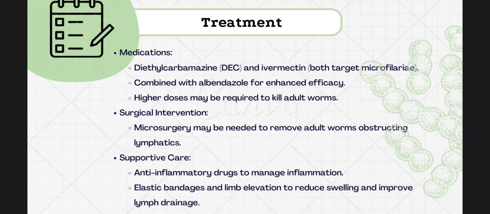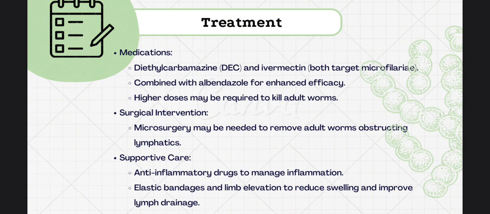Next, we're going to proceed to the treatments. First, the medication: diethylcarbamazine, or DEC, and ivermectin. These can both target the microfilariae, combined with albendazole for enhanced efficacy. Higher doses may be required to kill the adult worms.